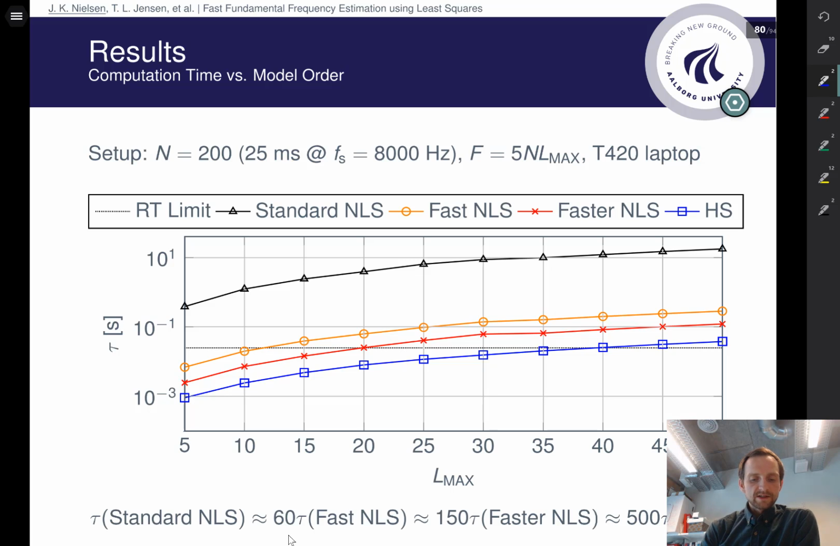And here is the relationship in computation time. Harmonic summation is roughly 500 times faster than standard NLS. And the faster NLS is roughly 150 times faster than the standard NLS. You can see the difference between the faster NLS and harmonic summation is only between 3 and 4 times.